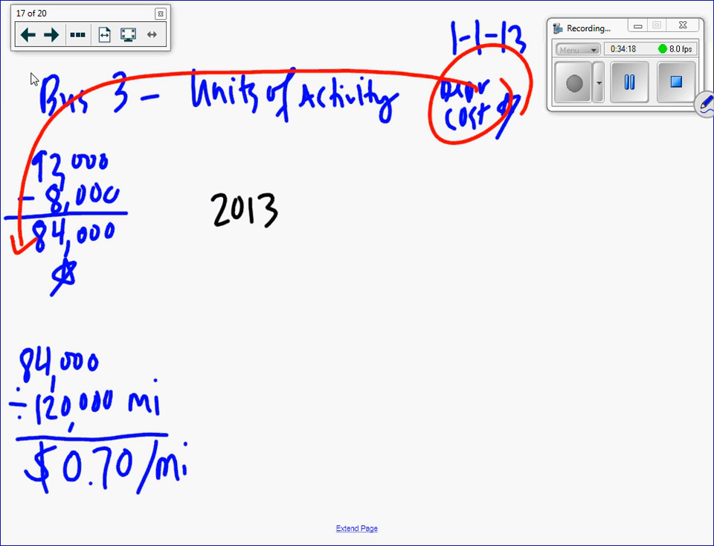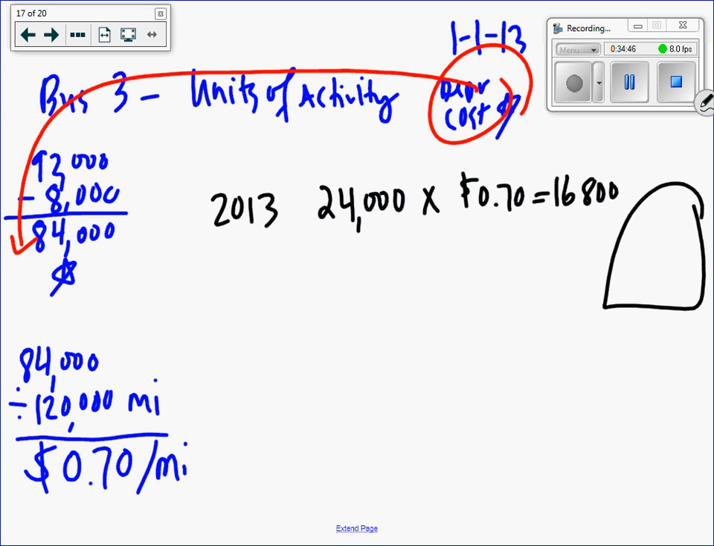So in 2013, how many miles did we actually drive this thing? It would say it in the book. It would say it in the little bio in the book. I will tell you that we put on 24,000 times 70 cents. In that first year, the depreciation expense was 16,800. If this was the depreciation expense, this is the accumulated depreciation pile.